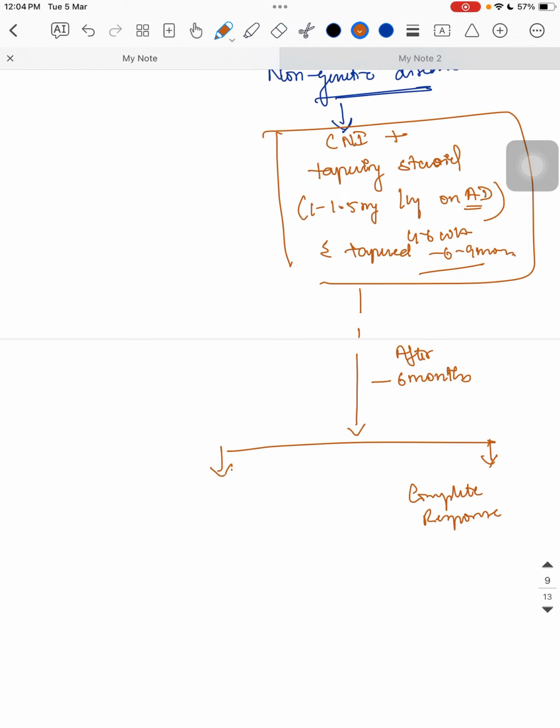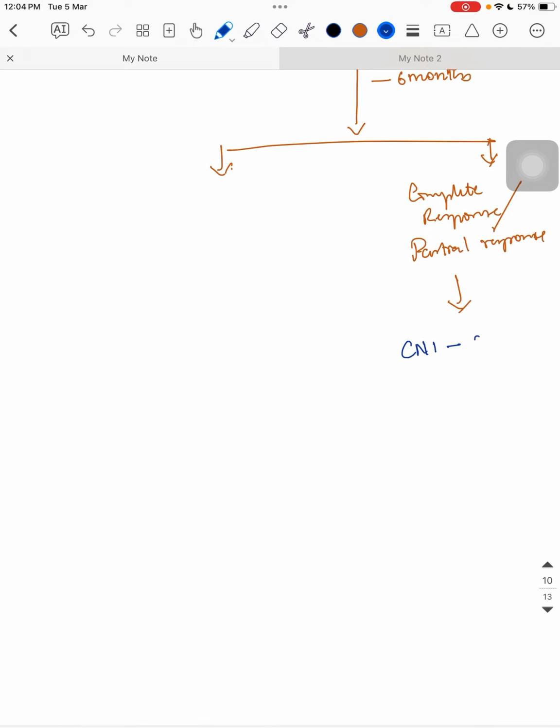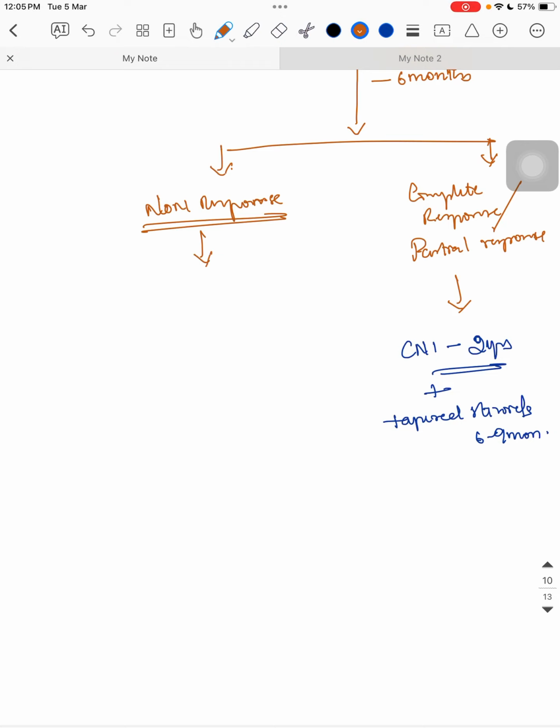So when you find the child to have a complete response or a partial response, then you ask the child to continue the same CNI, that is calcineurin inhibitors, for 2 years along with a tapered dose of steroid for about 6 to 9 months. Next, if the child is non-responsive to the above treatment with calcineurin inhibitors, then you have to rule out genetic disease once again.